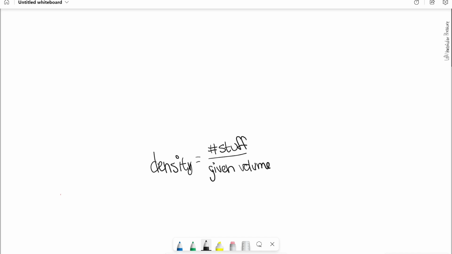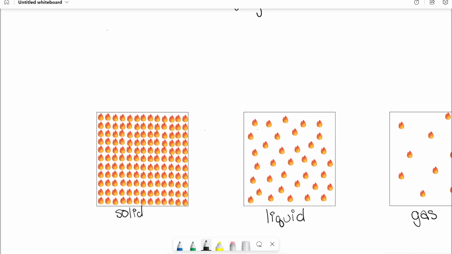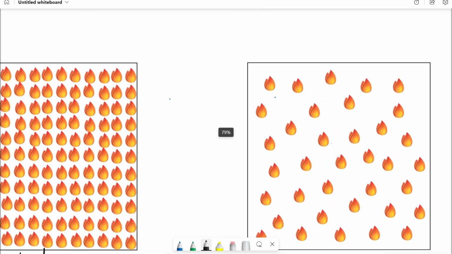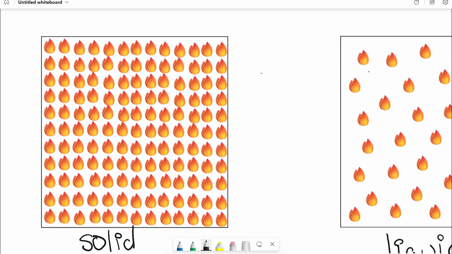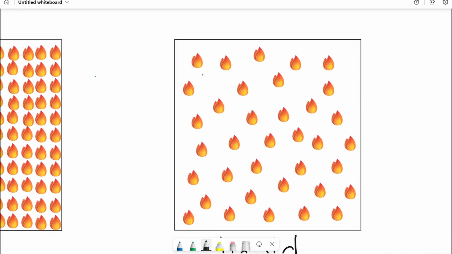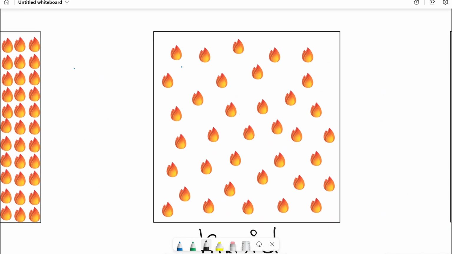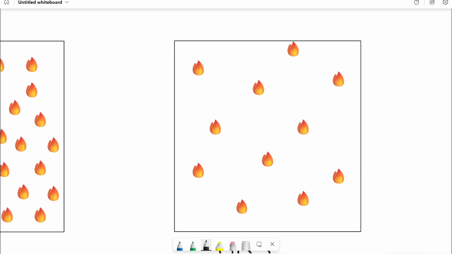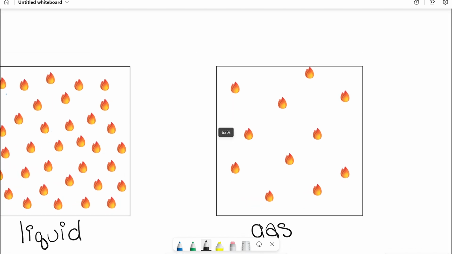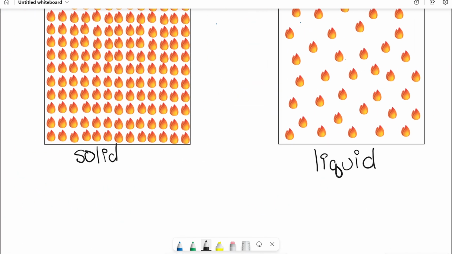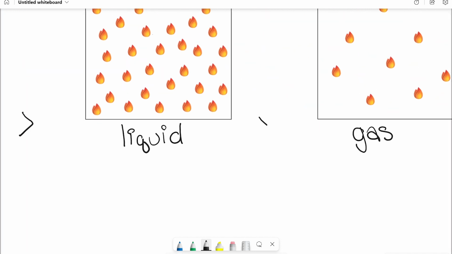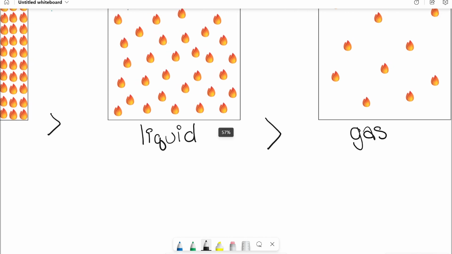One of the most common ways people talk about density is as it relates to the phases, where you've got solids, with a whole lot of molecules in a specific volume, versus liquids, where those molecules start to spread out a little bit more, so you have fewer molecules in the same volume, to a gas, where you have a very small number of molecules that exist in a volume. So the density of a solid is going to be greater than the density of a liquid, which is going to be greater than the density of a gas.